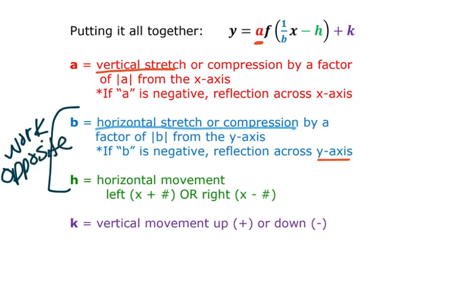So for instance, if you see a stretch, that's because b is actually a fraction. And if you see a compression, it's actually because it's a larger value. And then your horizontal movement, as we see here, is opposite. It's going to be left if you're adding, which is weird because the further left you go, it seems like the more positive you would go. Left is usually negative, and right is going to be positive.